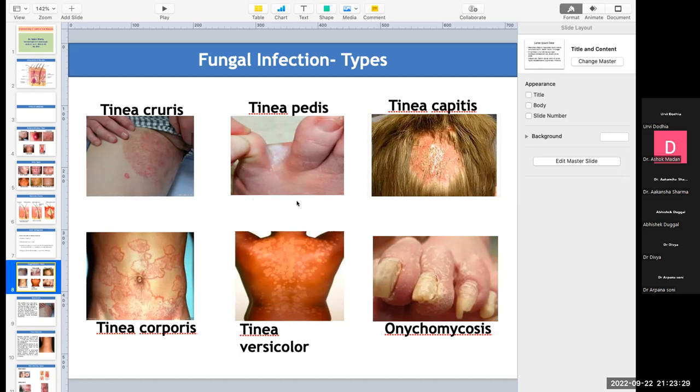So there are various kinds of fungal infection, like Tinea cruris, Tinea pedis. It depends on the site. According to the site, we can divide the fungal infection into various kinds. If it's the groin, it's Tinea cruris. If the feet are involved, then Tinea pedis. It's Tinea capitis for the scalp, Tinea corporis for the body, and Tinea versicolor. If it's in the nail, we call it onychomycosis.